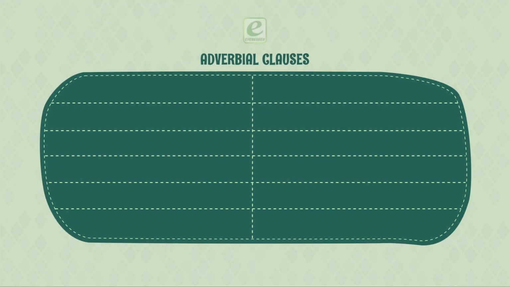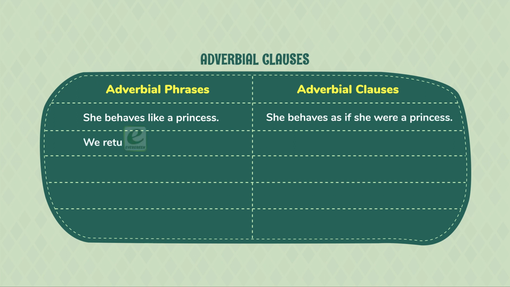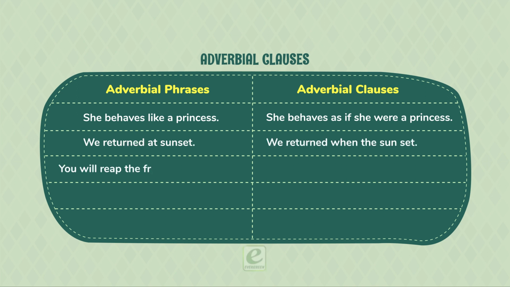Adverbial phrases, adverbial clauses. She behaves like a princess. She behaves as if she were a princess. We return at sunset. We returned when the sun set. You will reap the fruit of your sowing. As you sow, so shall you reap.